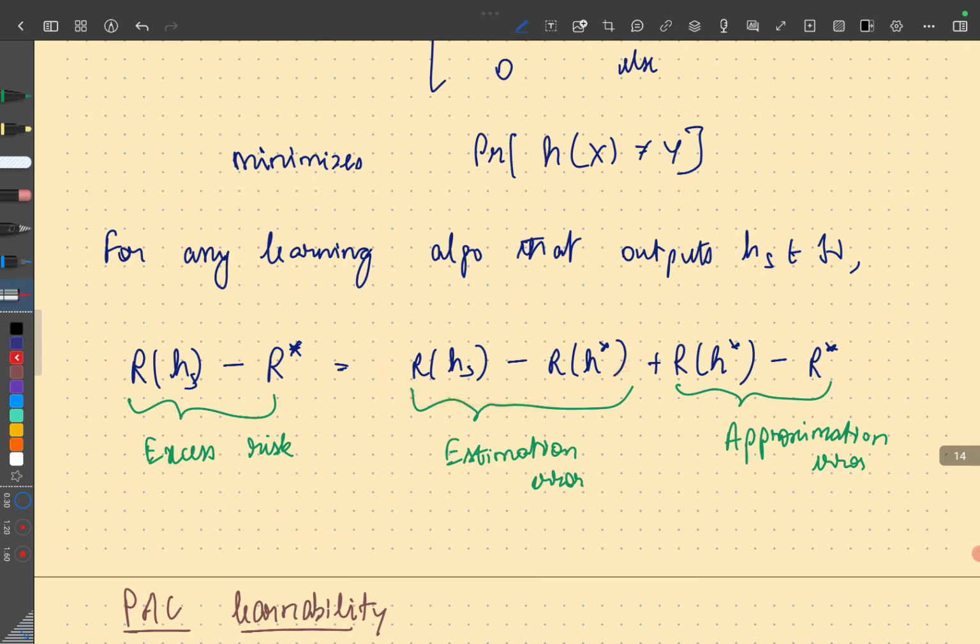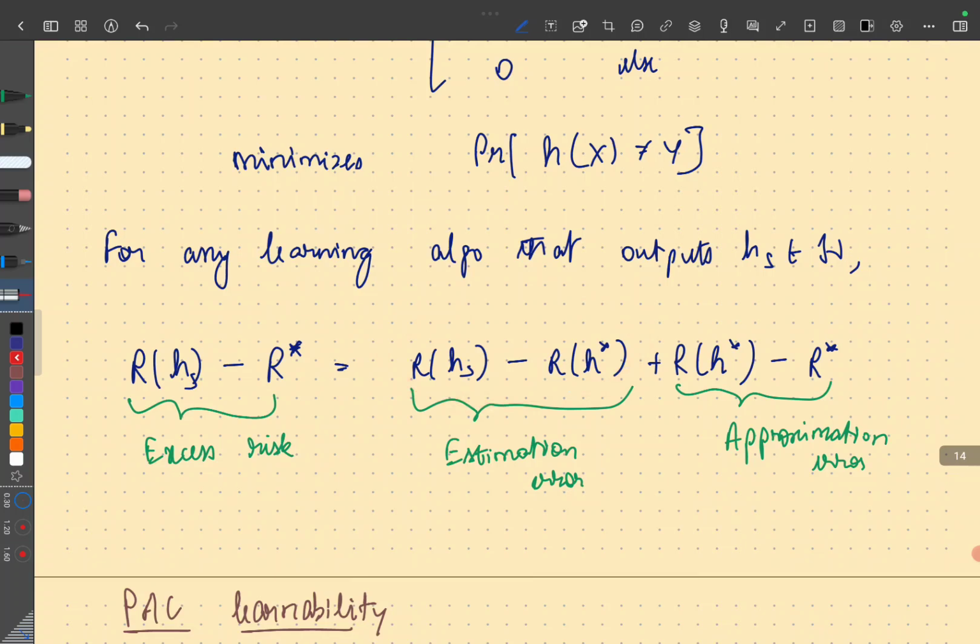If you have too few samples, then R of hS would be very different from R of h star. Conversely, if H is very simple, then you would be able to achieve a very small estimation error, but then the approximation error would be very large. So the whole goal of learning is to delicately balance these two quantities. You want something that achieves a small approximation error, and at the same time, given the number of samples, also achieves small estimation error.